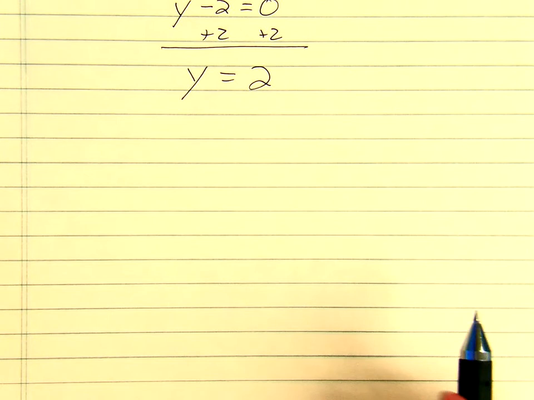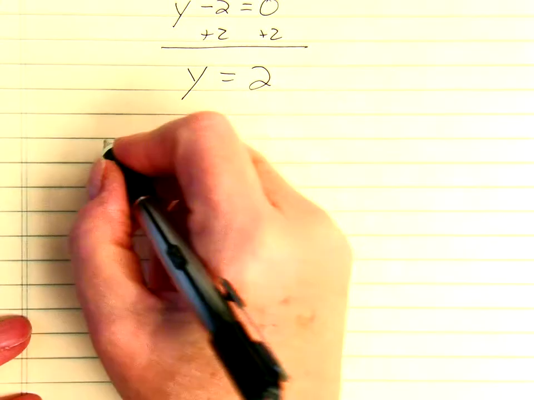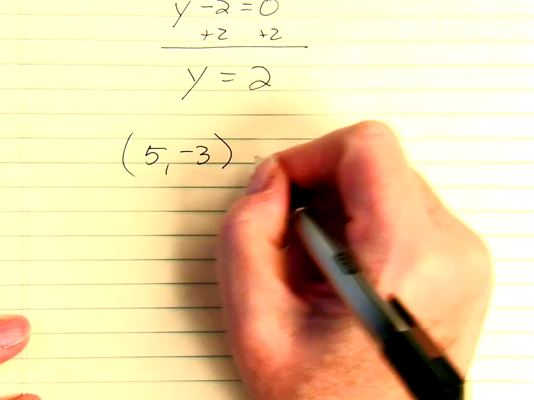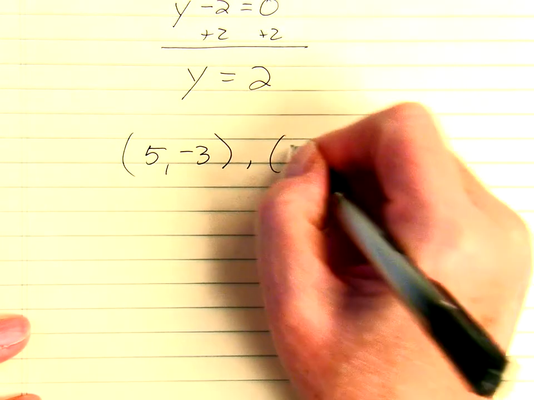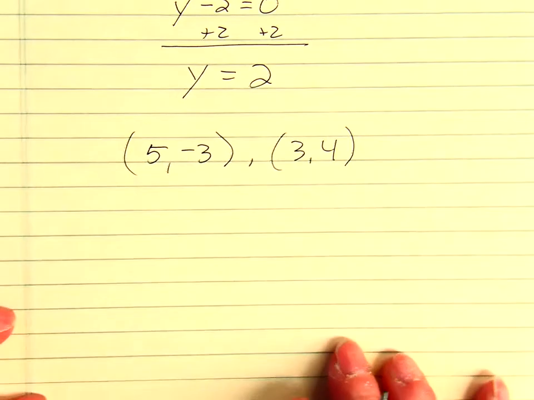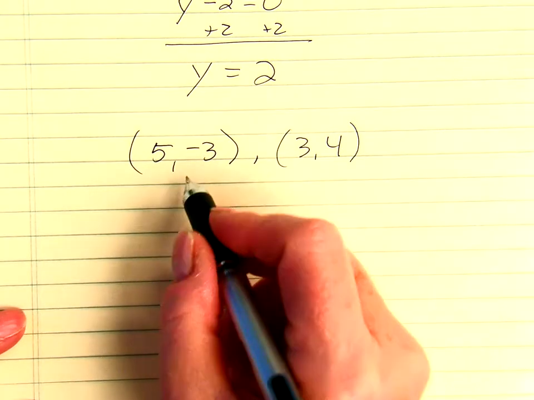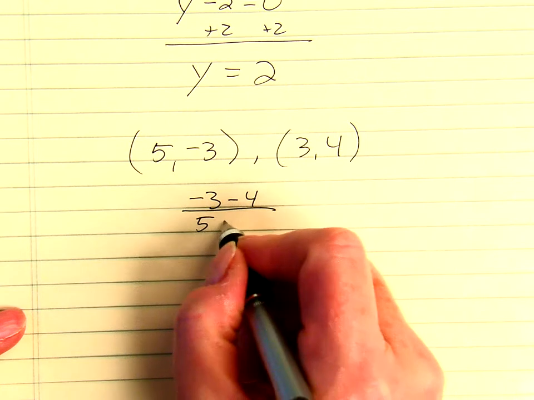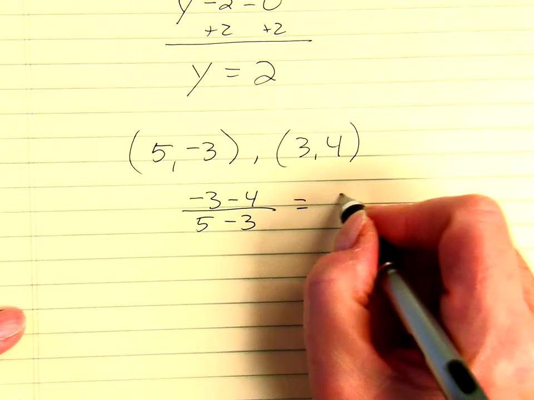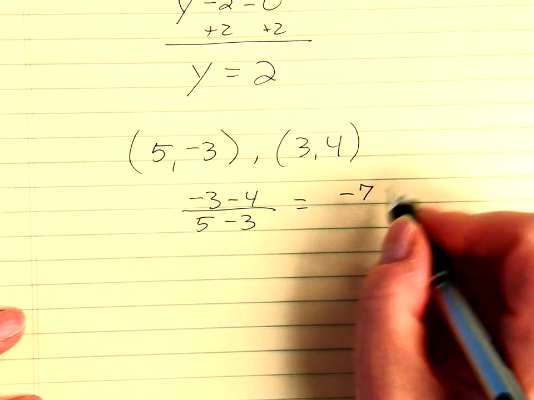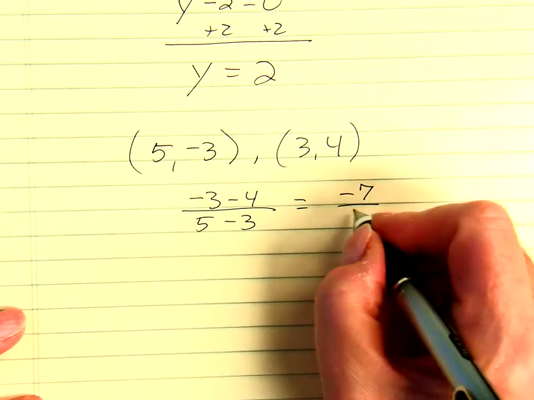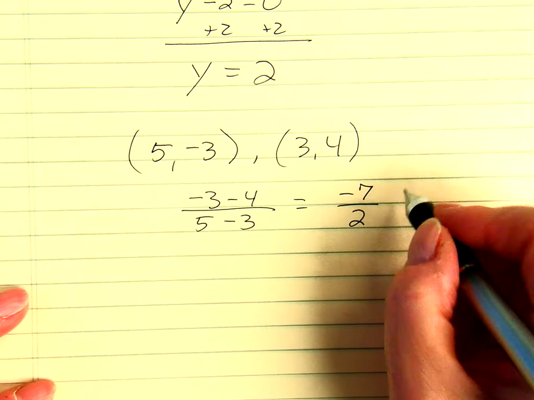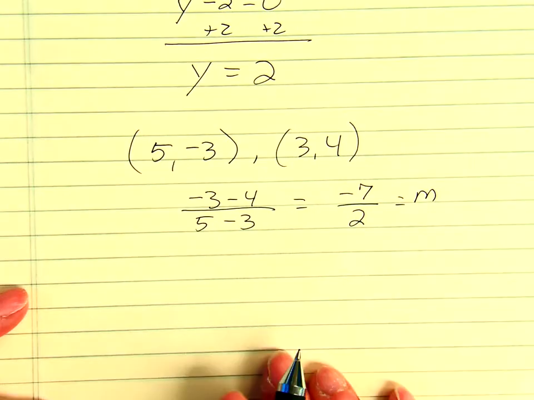So let's do these 2 points, 5, -3, and 3, 4. For my slope, I'm going to do -3 minus 4 over 5 minus 3. That's going to equal -7 over 5 minus 3, which is 2. So here is my slope. This equals m, my slope.